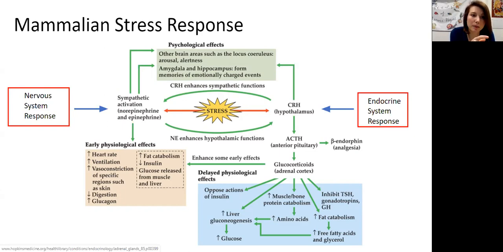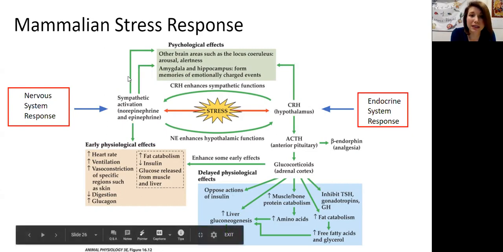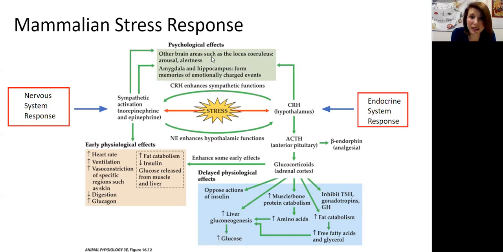So let's start over by looking at the nervous system response. What you're going to have here is activation of your sympathetic nervous system, and that will be through the neurotransmitters norepinephrine and epinephrine. From that, we have some psychological effects here. We have an increase in alertness. We have some more blood going to the amygdala and the hippocampus in order to actually remember what's happening so we can learn and not make potentially the same mistake in the future.